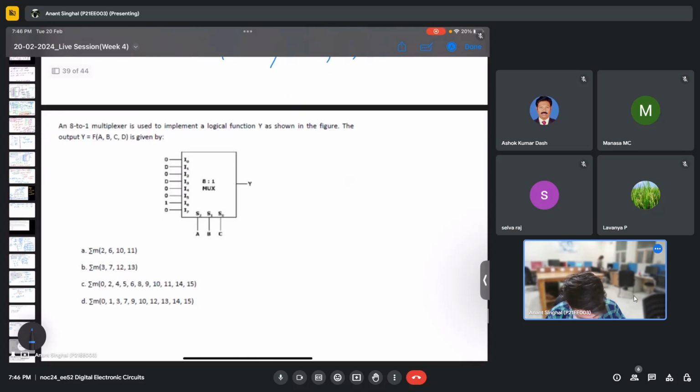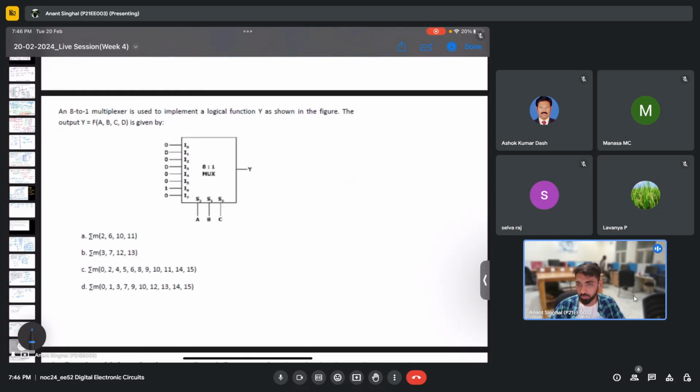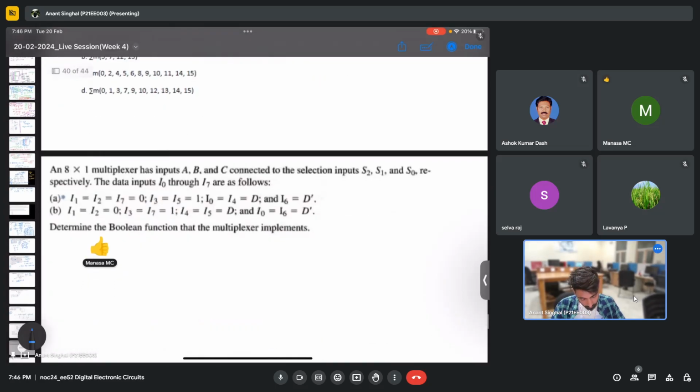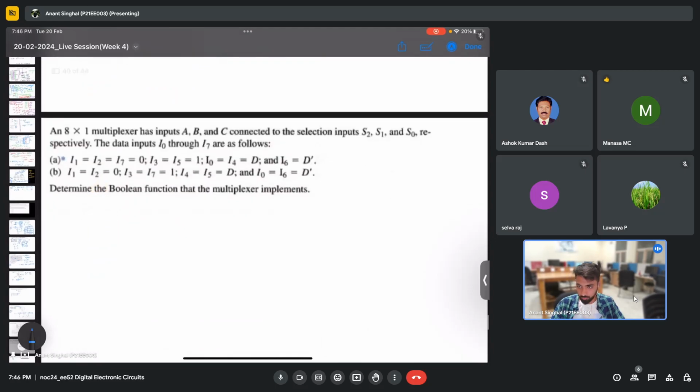This might take time. Maybe you can take a photograph of it and take it as a homework problem. Let me know if you have already taken it. Have you taken? Fine. Okay, similarly, you can take the photograph of this also. You need to find the Boolean expression, all the inputs are given and all the select lines are given. Have you taken it?